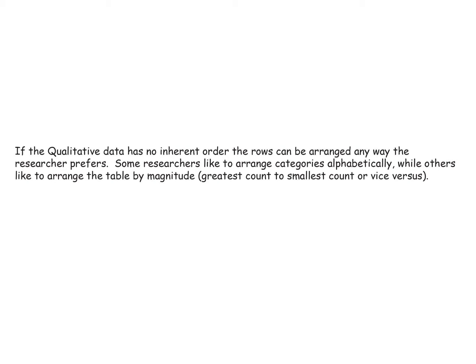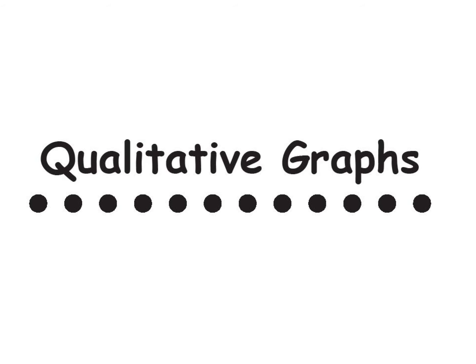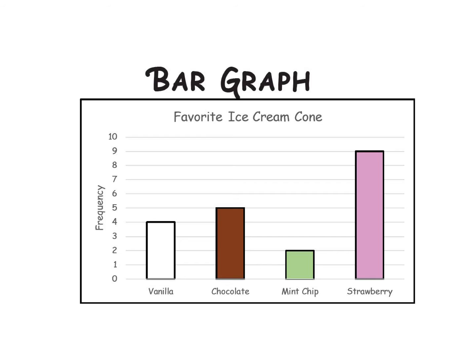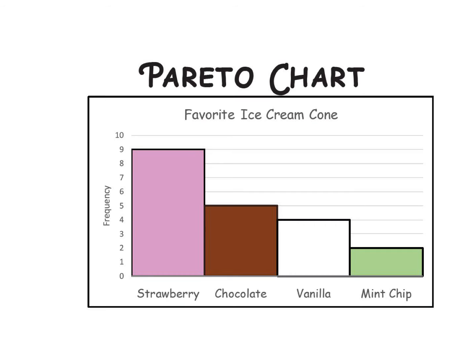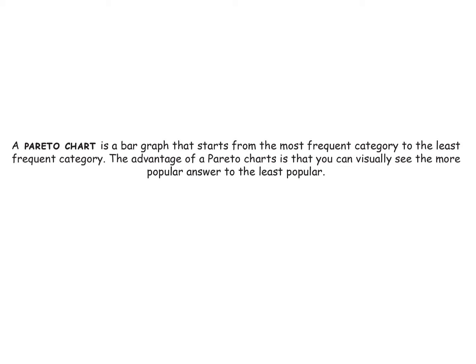If the qualitative data has no inherent order, then the rows can be arranged in any way that you want, right? While some like to arrange it by magnitude, so smallest group to biggest group or vice versa. Qualitative graphs include the bar chart. Again, this is all of our ice cream data. It tells you how to make a bar chart here. The Pareto chart, it's important that Pareto goes in descending order from largest magnitude to smallest magnitude, right?